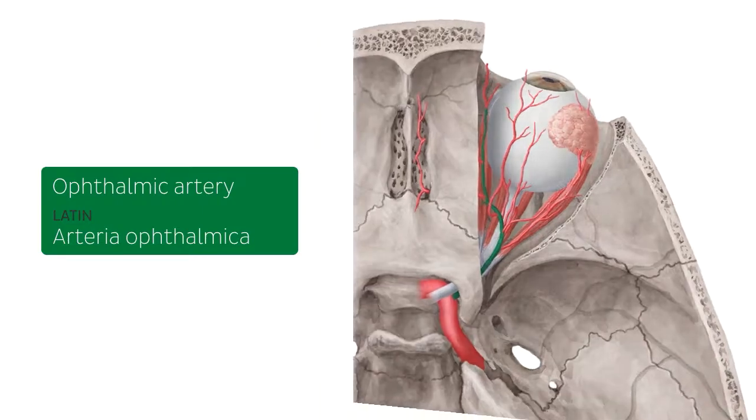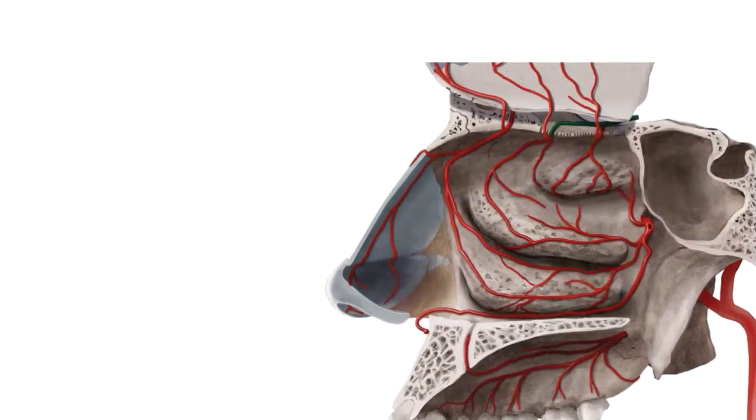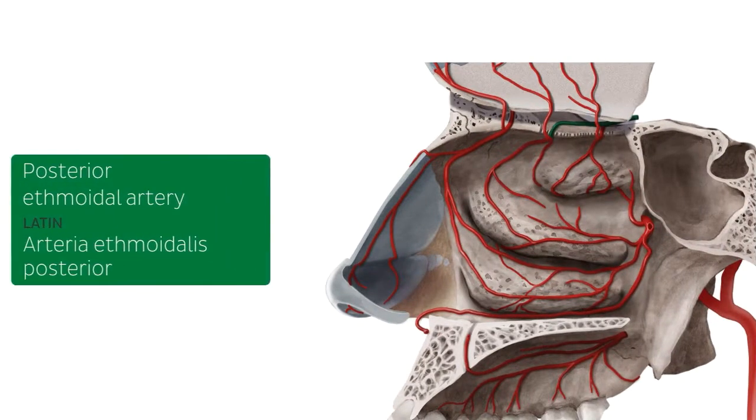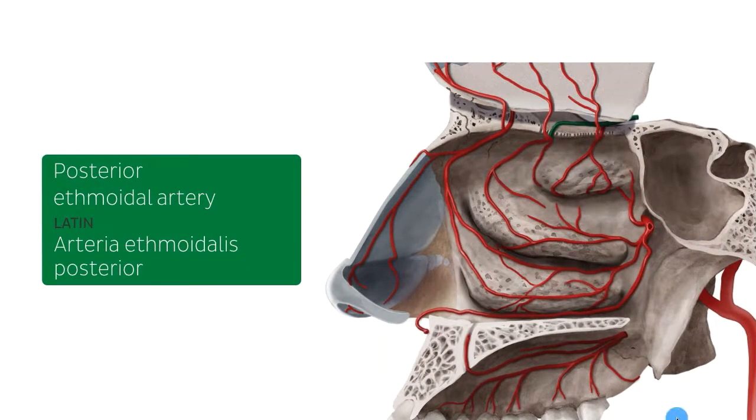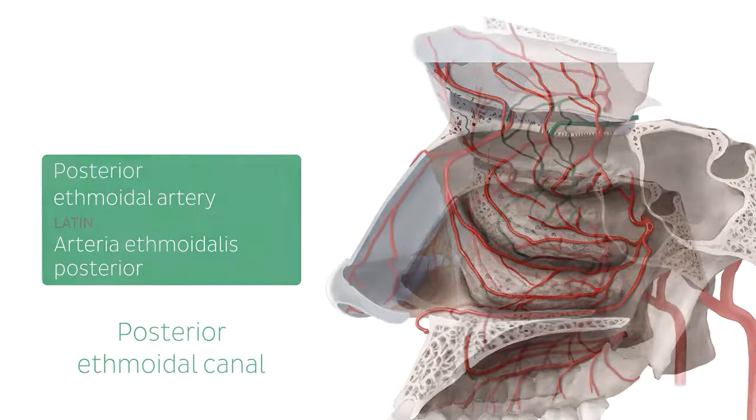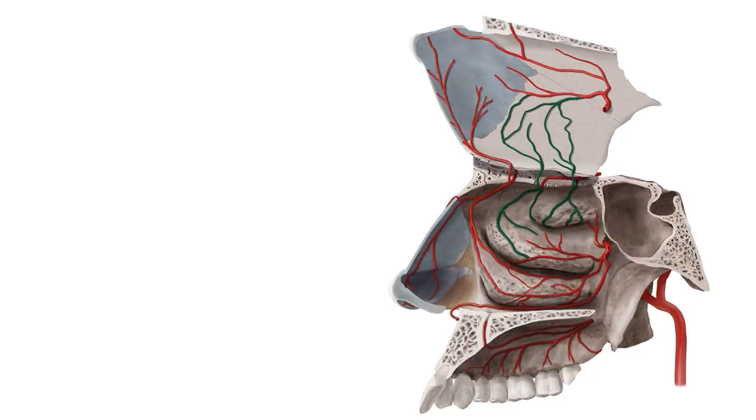The first artery that branches off to the nose from the ophthalmic artery is the posterior ethmoidal artery. As you can see, it runs through this canal here, which is known as the posterior ethmoidal canal. Once it's passed through this canal, it then enters into the nasal cavity. It then gives off some branches to supply the posterior ethmoidal cells in the nasal septum.